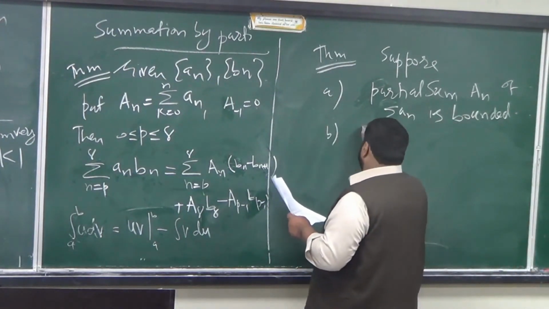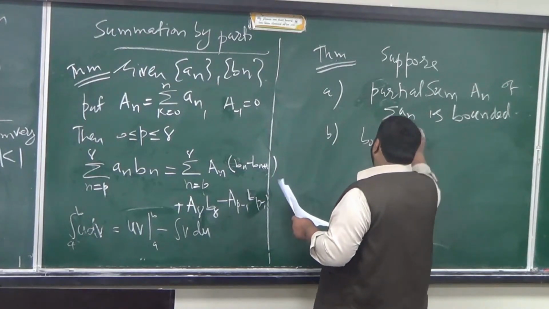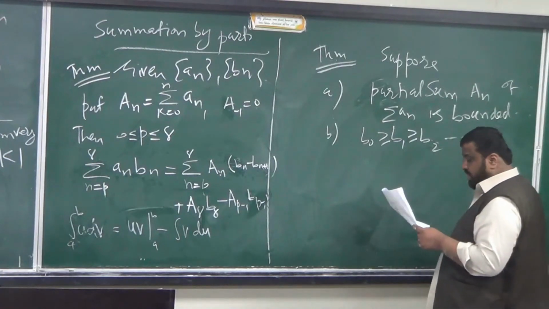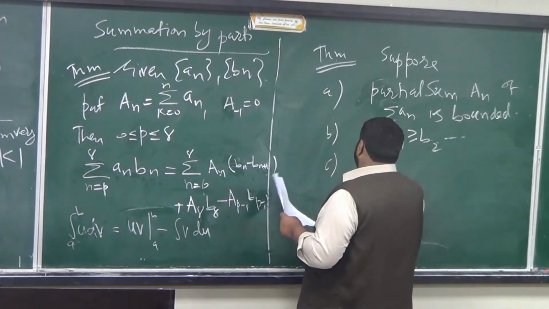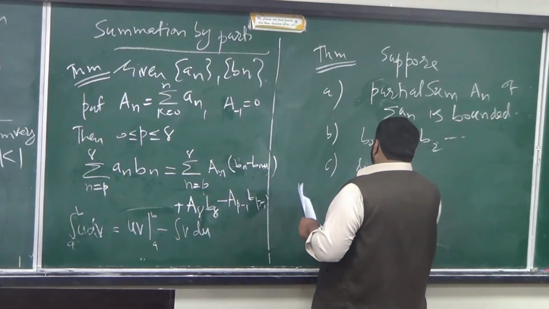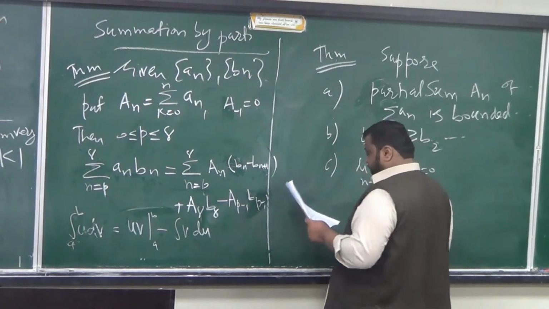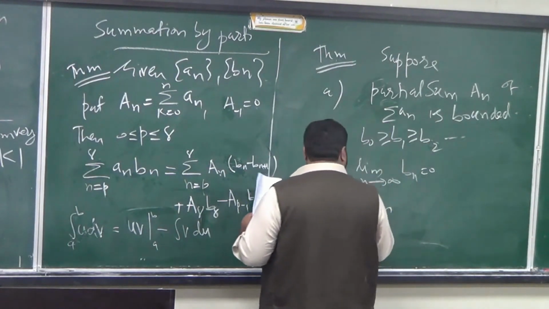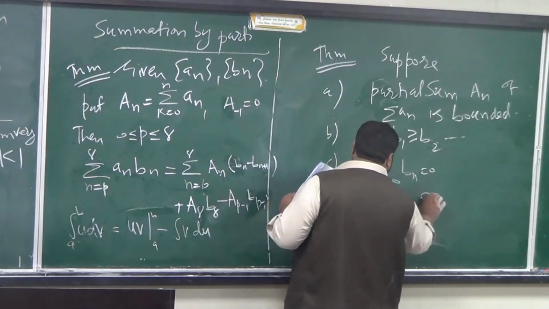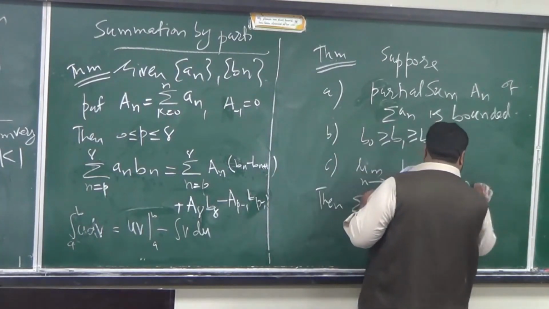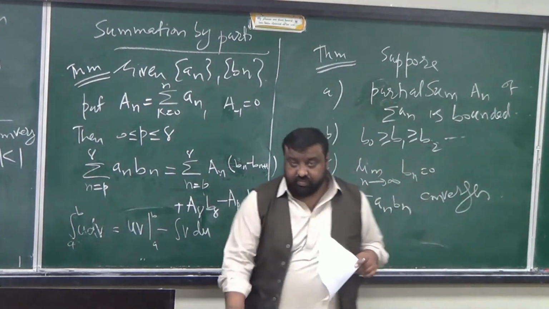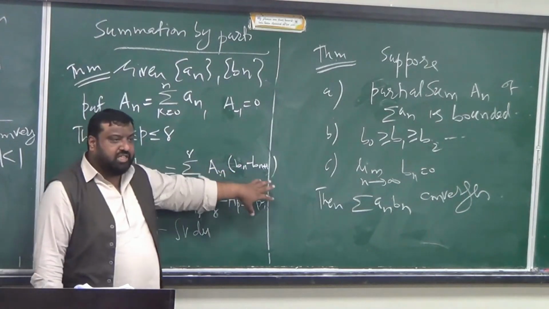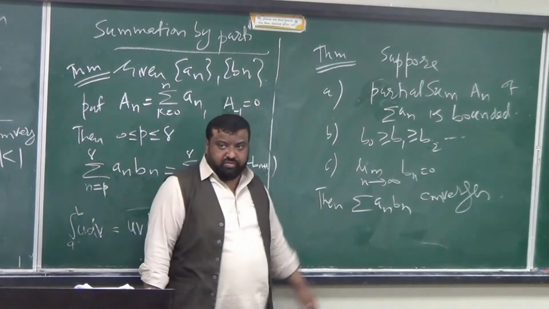We say that b_0 is bigger than b_1, b_2, and so forth, under the condition that the limit goes to infinity, 0, then the series formed by such a_n's and b_n is going to converge. So it's a kind of sufficient condition for convergence for such kind of series.